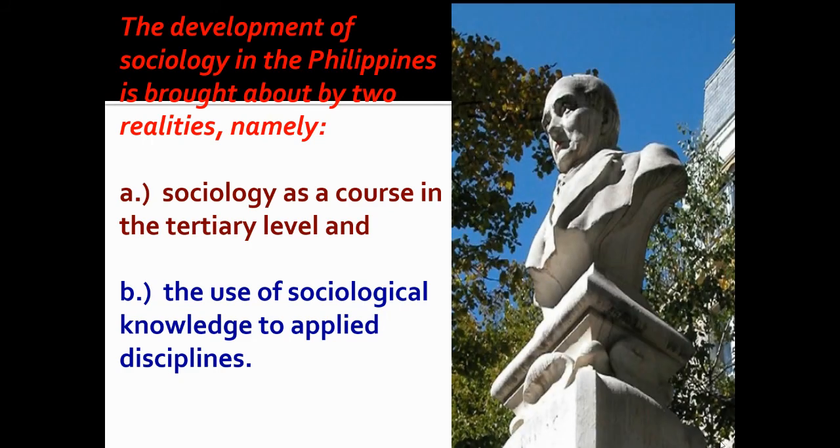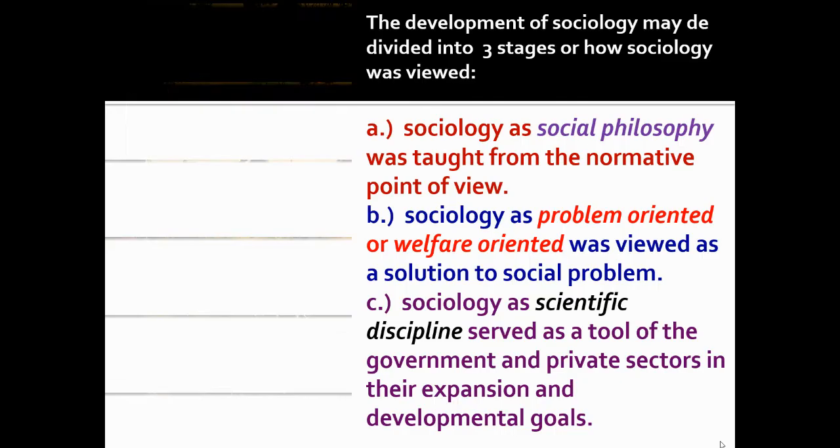The development of sociology in the Philippines is brought about by two realities, namely sociology as a course in the tertiary level or subject course in college, and the use of sociological knowledge to apply to other disciplines. These are two dominant reasons and realities why sociology prospered and progressed in the Philippines.